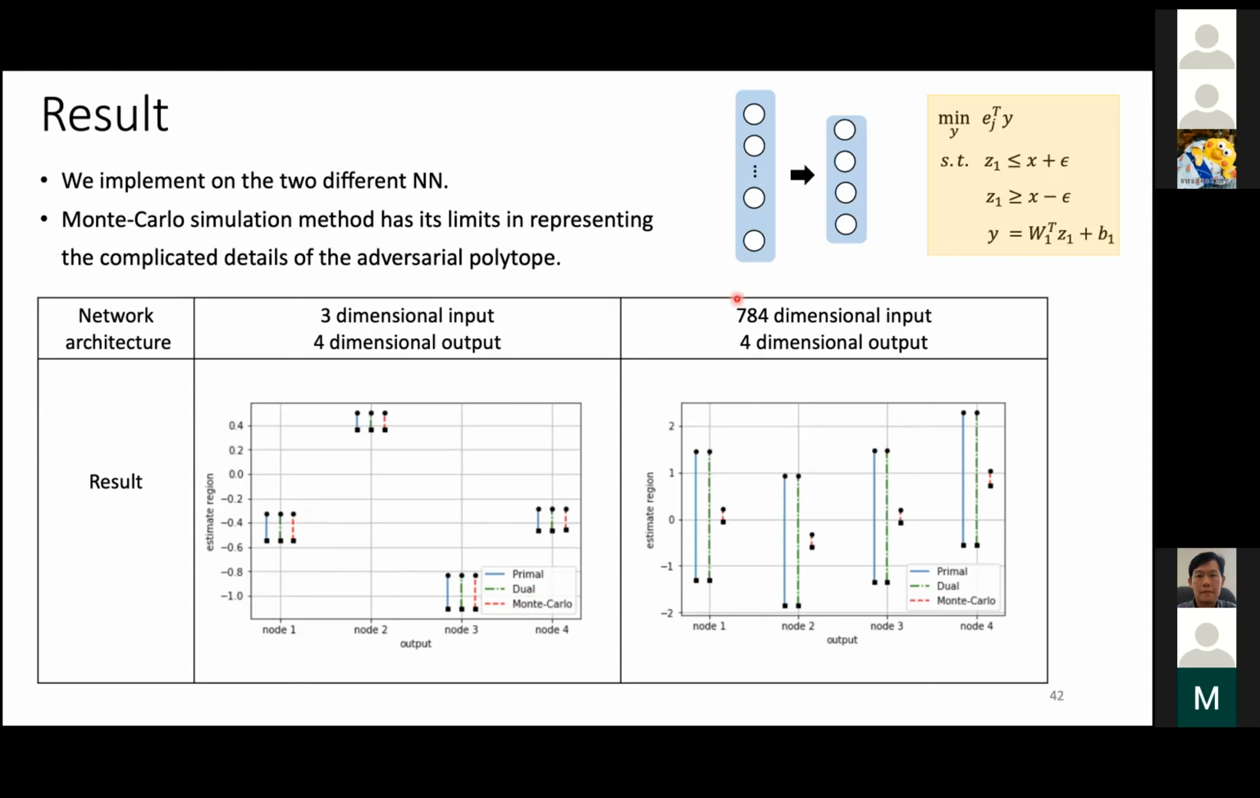In this figure, we implement on the larger network. Its input contains 784 dimensions, and its output just contains 4 nodes. So here we can see that the horizontal axis also has 4 nodes here. And in this figure, we can see that the Monte Carlo simulation cannot find the optimized solution as the primal and the dual. So here, giving us a conclusion that the Monte Carlo simulation method has its limits in representing the complicated details of the adversarial polytope.